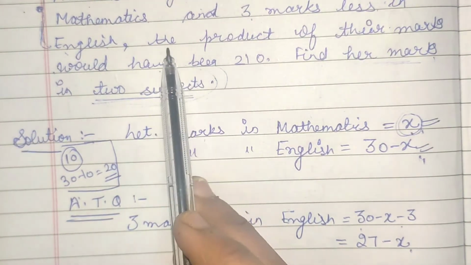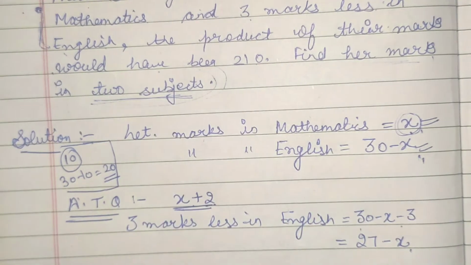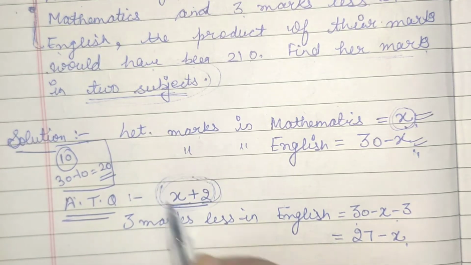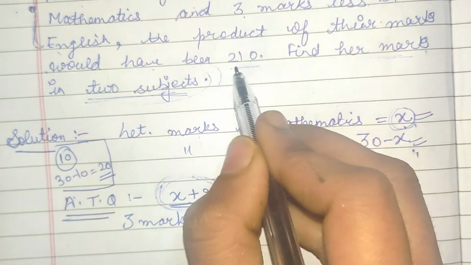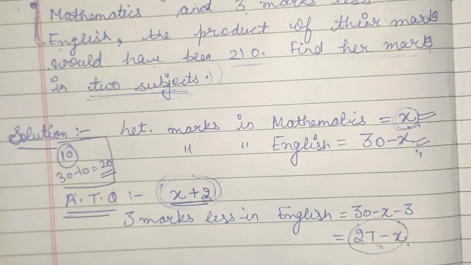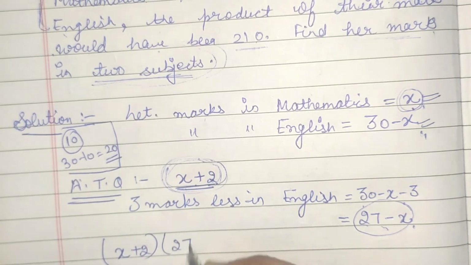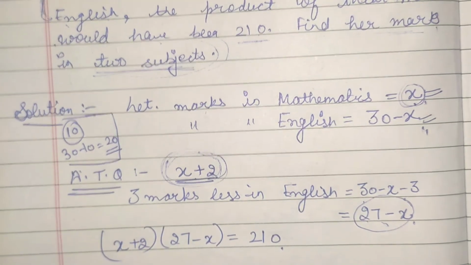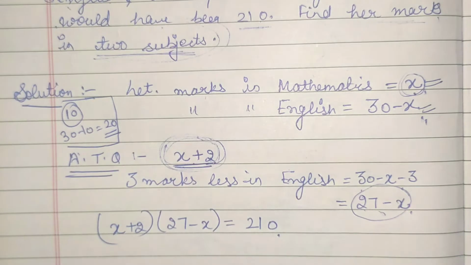Okay, so the product of their marks would have been 210. So if we do the product of these 2 new marks, according to this given condition, we will get a value equal to 210. Okay, so (x plus 2) into (27 minus x) will give me 210. So this is the product. So I have written my equation as per the given condition.